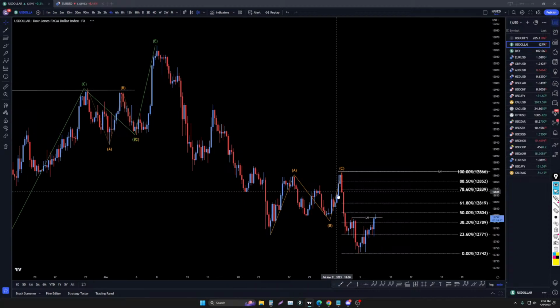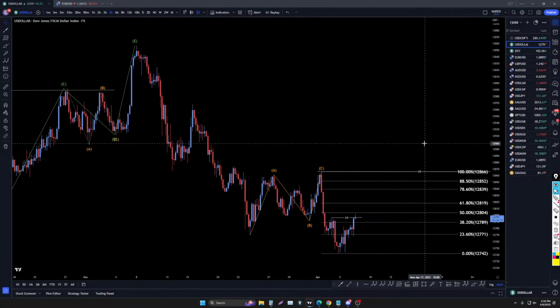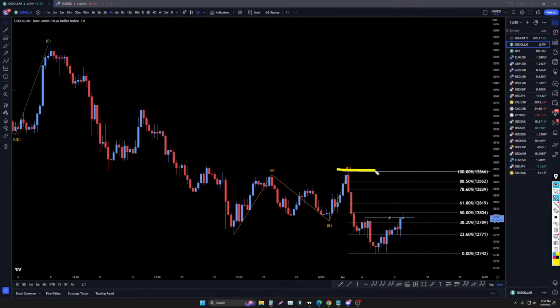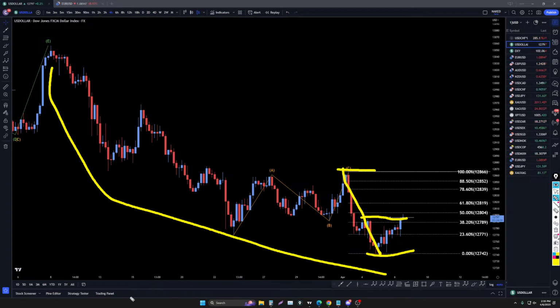So heading down to the 4-hour time frame, we definitely have a break of structure. That's a pretty good sign that this whole move down is over. This break of structure right here only tells us that this move down is over. It does not tell us that this whole downtrend is over.